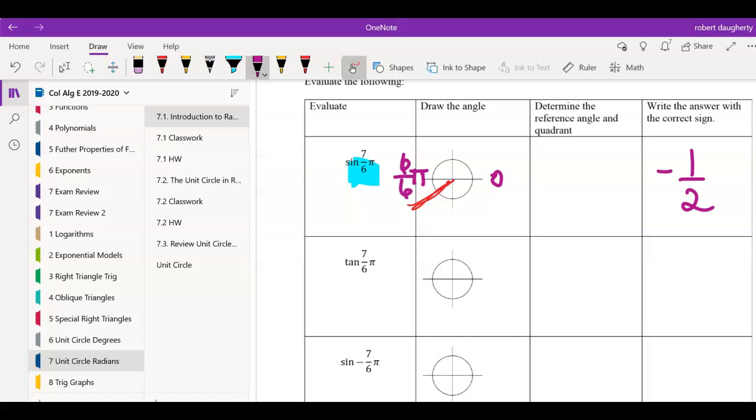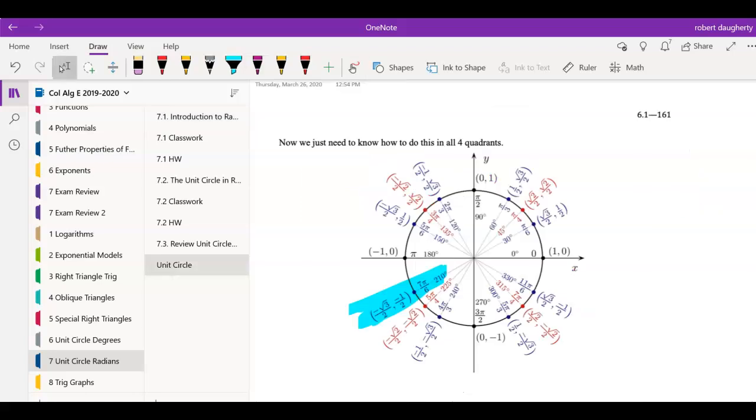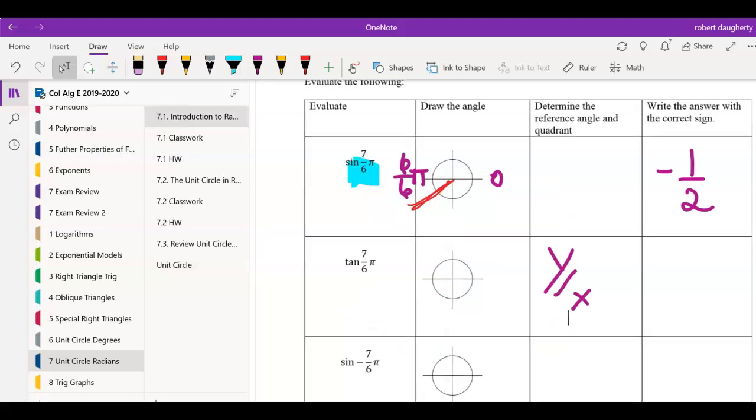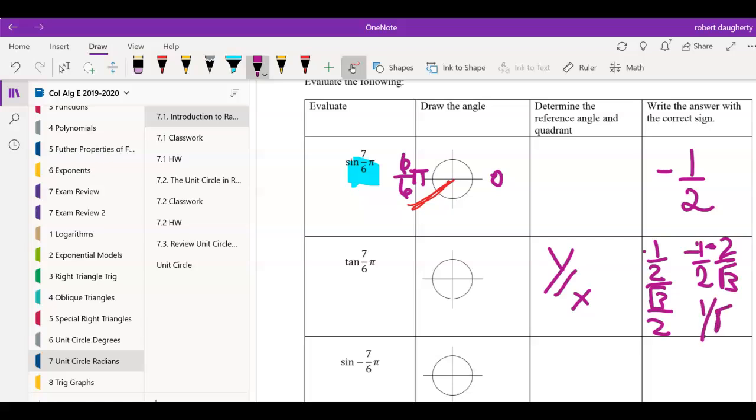The tangent of 7/6 pi. Remember, the tangent is just y over x. So we'll go to our unit circle. What is y over x at 7/6 pi? That's -1/2 divided by -√3/2. So that is -1/2 times 2 over √3, and that's negative times negative, which is positive. This just turns out to be 1 over the square root of 3.